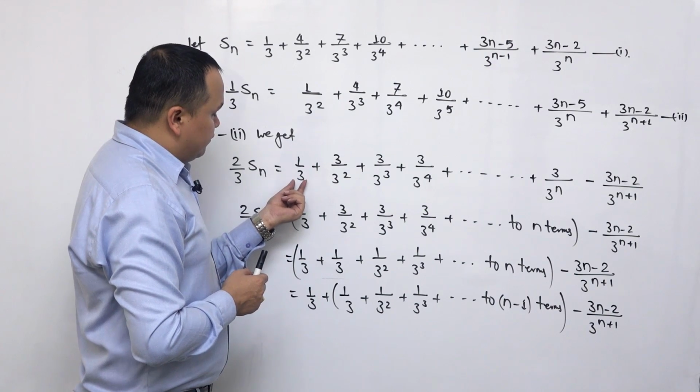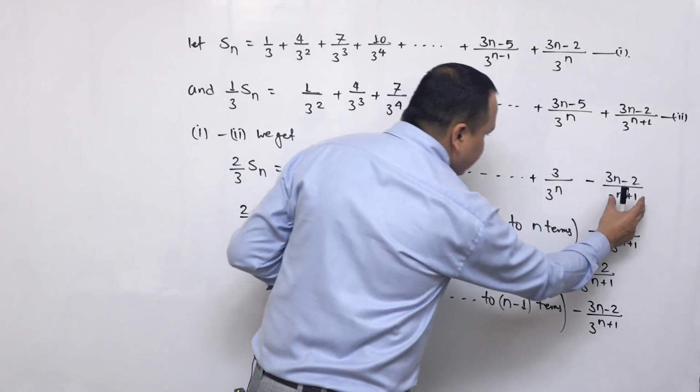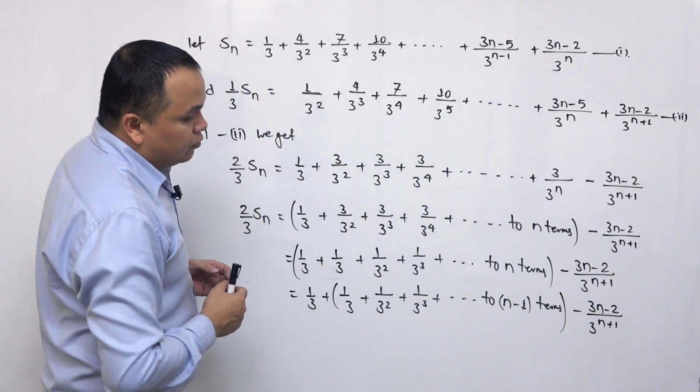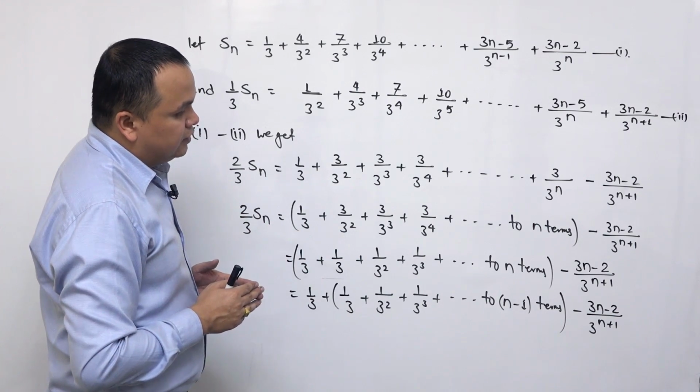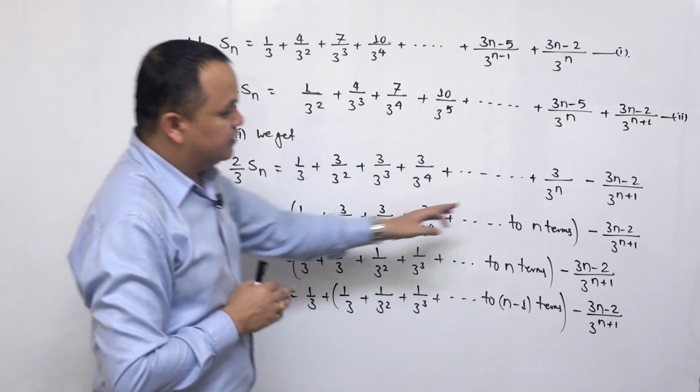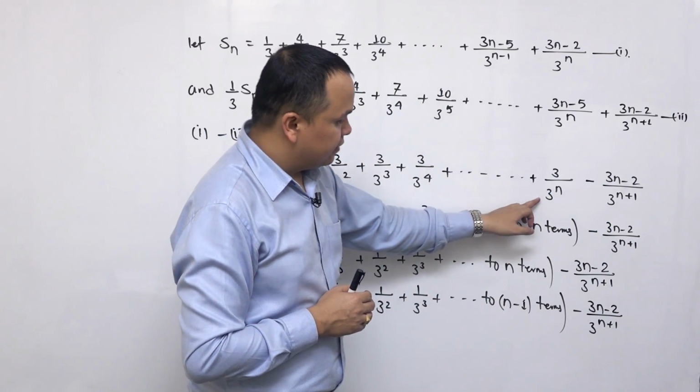So 1 upon 3 from T1 to our last term, we get one additional term, Tn plus 1. This is Tn plus 1. This is Tn.